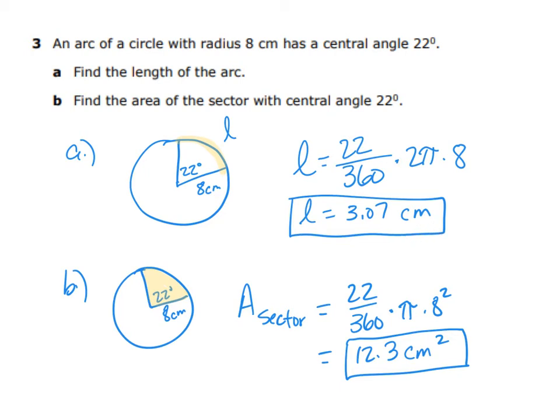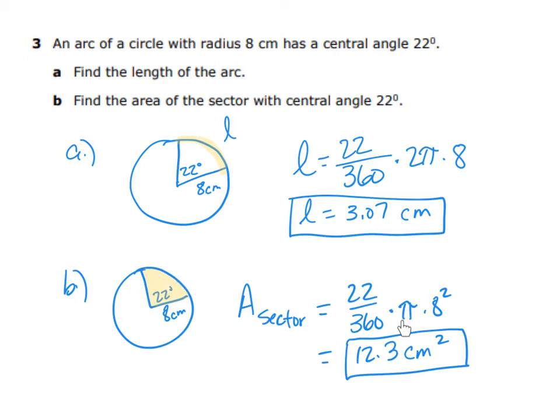And then part B says, find the area of the sector with central angle 22 degrees. So here's a picture of that. We've got our 8 centimeter radius, the 22 degree central angle. So this yellow portion of the circle, it's called the sector. Now it would be a portion of the entire area.